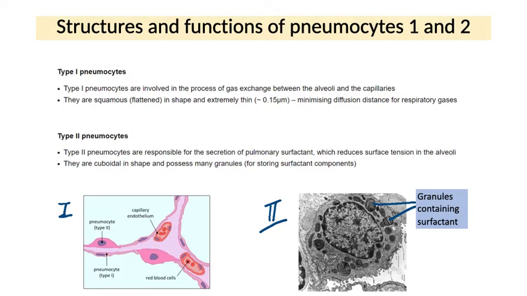Now, you can see from picture number 2 here, the pneumocyte is a cell that has so many granules. So what is inside the granules? Granules are basically vesicles containing something in them. Now, the granules contain surfactant. Now what is the function of the surfactant? The function of the surfactant is to reduce surface tension in the alveoli. It's okay if you don't understand surfactant for now, because I'm going to explain it in more detail in the next slide.